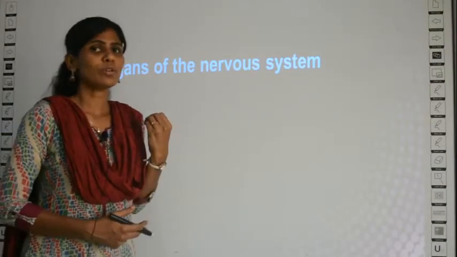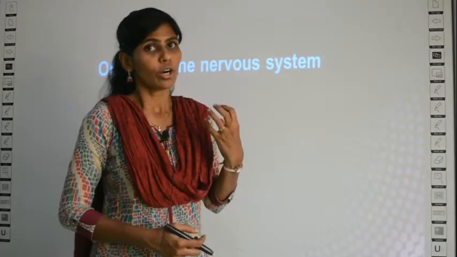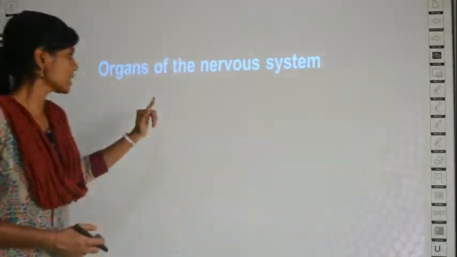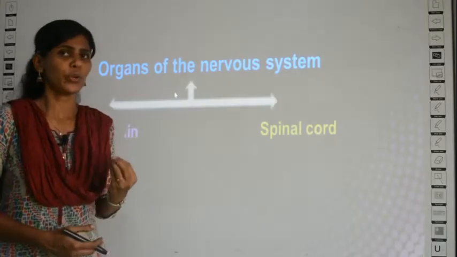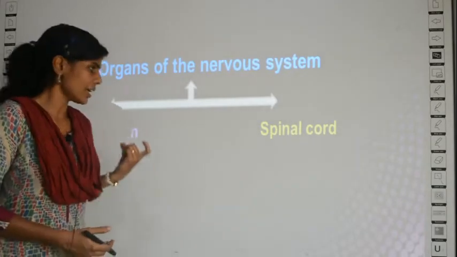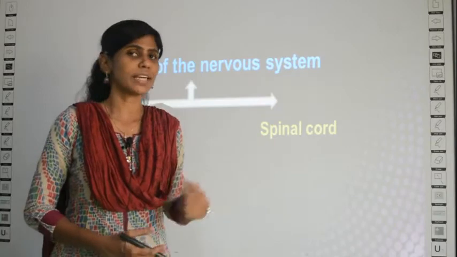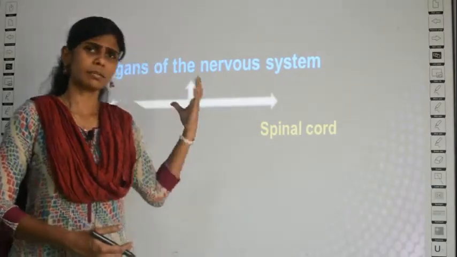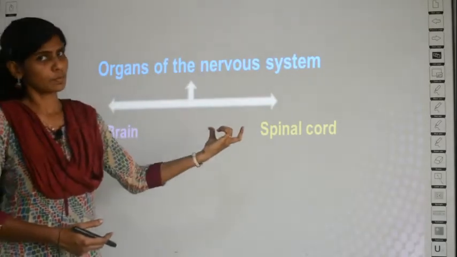Before learning about reflex actions, in our previous class we have studied about the organs of the nervous system, right? What have we studied about the organs of the nervous system? You know, the main organs of the nervous system include the brain and the spinal cord. Do you remember? We have studied in our last class.